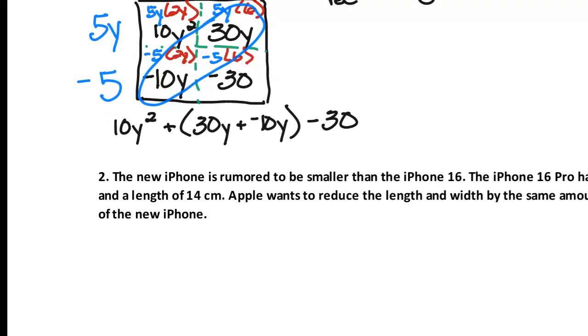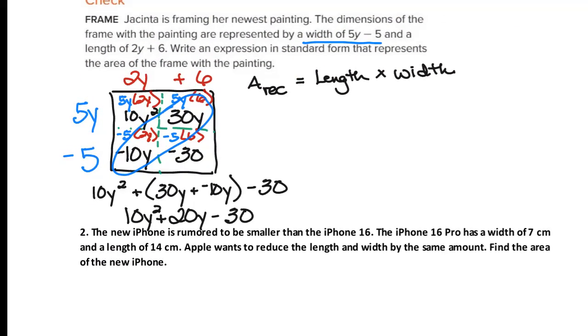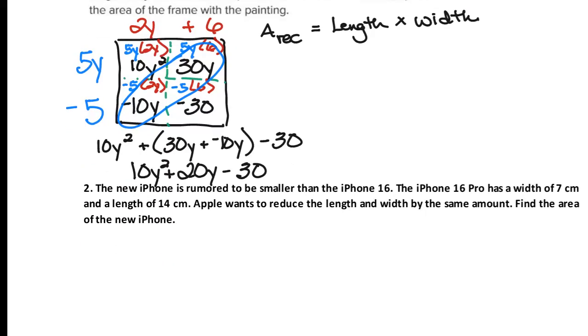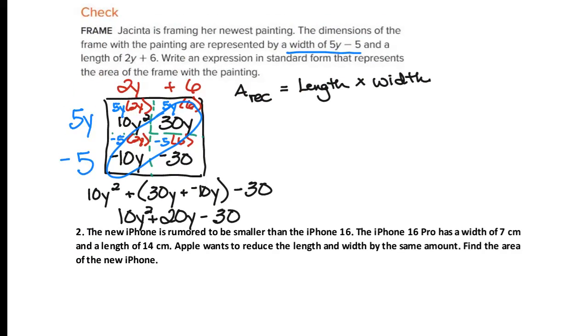Well, what is 30y plus -10y? 30 plus -10 is what? 20y. And over here, this 10y squared stays the same out in front. Plus, and then behind the 20y, I have -30. Now, let's see what it says. Write an expression. Is that an expression? 10y squared plus 20y minus 30? Is that an expression or an equation? Do I have an equal sign there? It's an expression. So it is an expression in standard form.